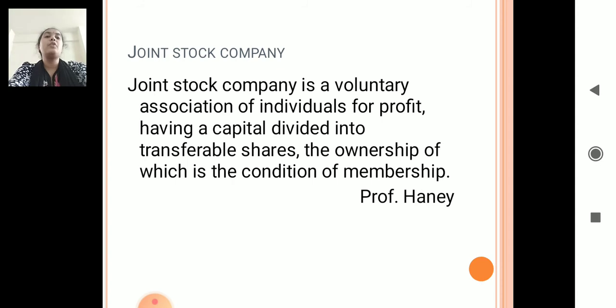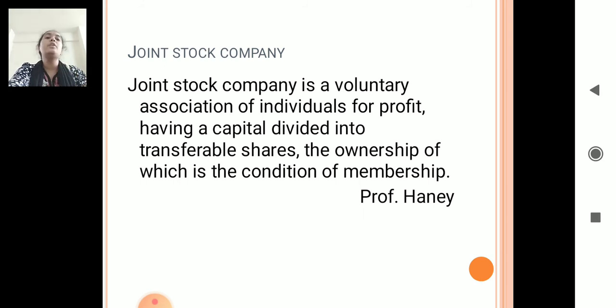Then what is the definition of the joint stock company? Let us see that. A joint stock company is a voluntary association of individuals for profit, having a capital divided into transferable shares, the ownership of which is the condition of the membership. The basic difference from the cooperative society is that though it has some similarities, as it is also a voluntary association of persons, the cooperative society is formed for the service motive. It is formed by raising capital in the form of shares, but the members themselves contribute the capital.